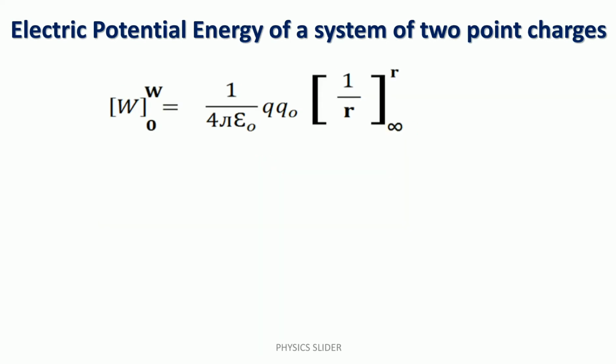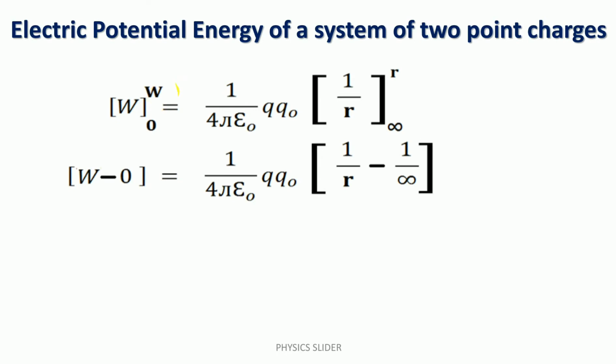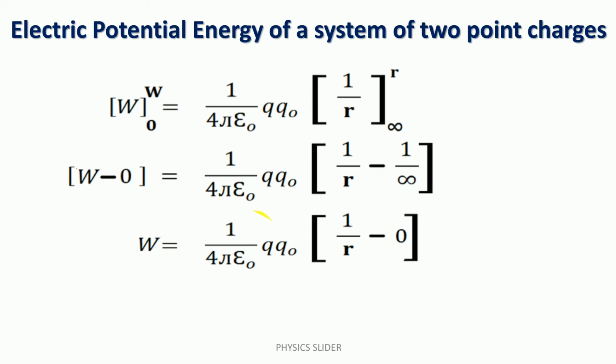Now put the values of limits to solve the expression. Put the upper limit, that is W, minus the lower limit, that is 0, and here 1 upon 4 pi epsilon naught Q Q naught as it is. In the place of r, put the upper limit, that is r, so it becomes 1 upon r, minus put the lower limit, that is infinity, so it becomes 1 upon infinity. The value of 1 upon infinity is 0, so W is equal to 1 upon 4 pi epsilon naught Q Q naught into 1 upon r minus 0.